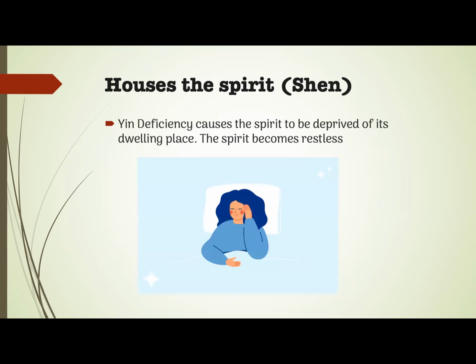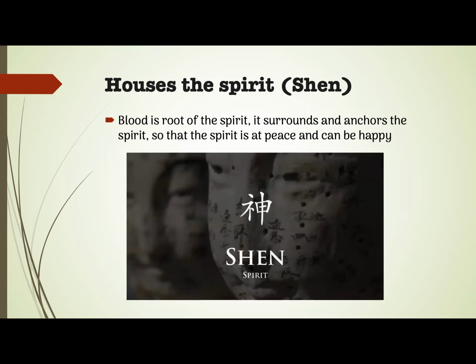It houses the spirit or the shen. Yin deficiency causes the spirit to be deprived of its dwelling place. The spirit becomes restless. Okay, cannot sleep. Okay? Blood is the root of the spirit. It surrounds and anchors the spirit so that the spirit is at peace and can be happy. Okay?